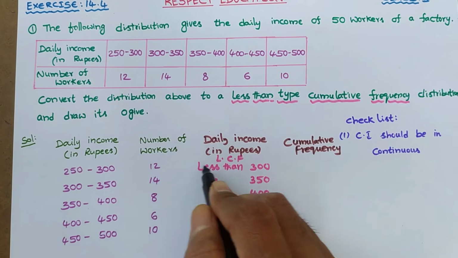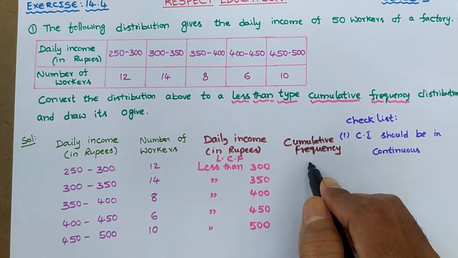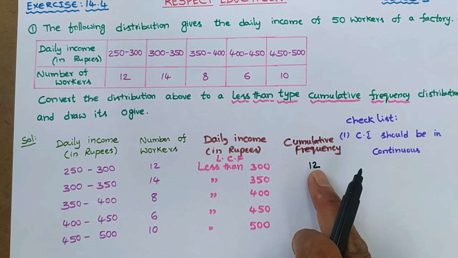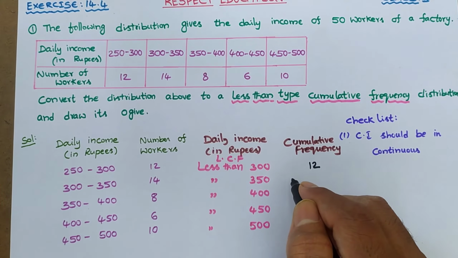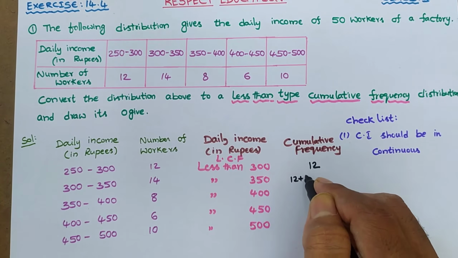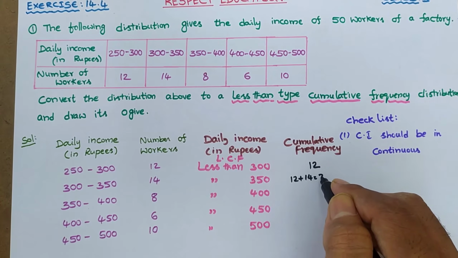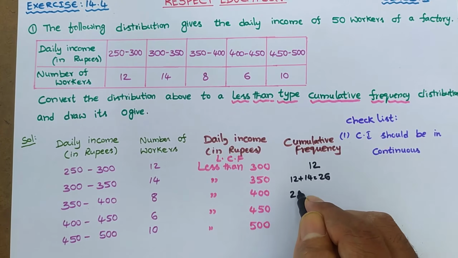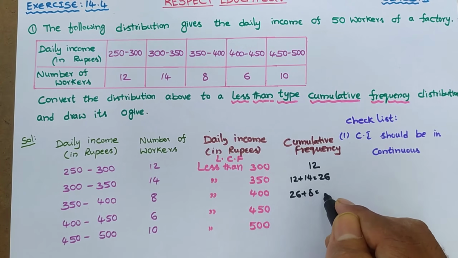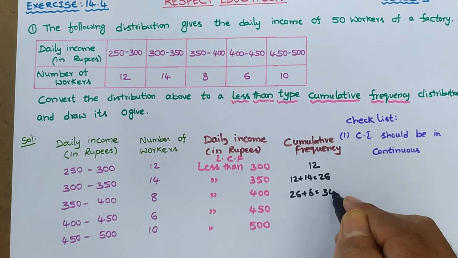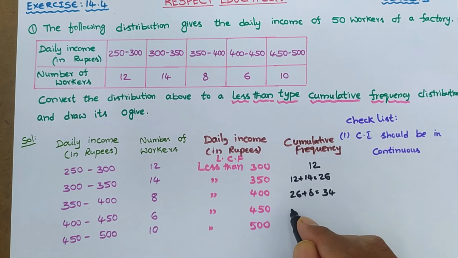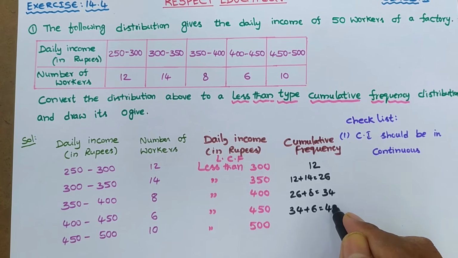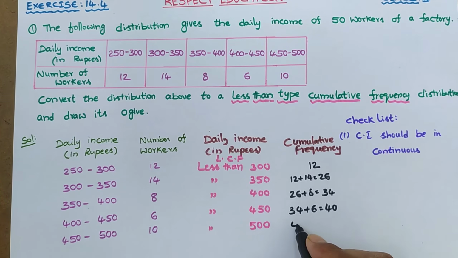First let us write this 12 as it is. 12 plus 14 is 26. 26 plus 8 is 34. 34 plus 6 is 40. 40 plus 10 is 50.